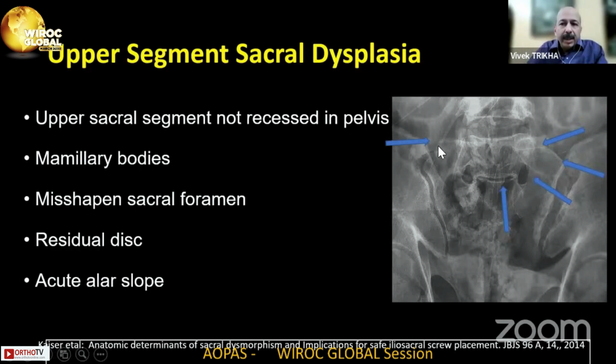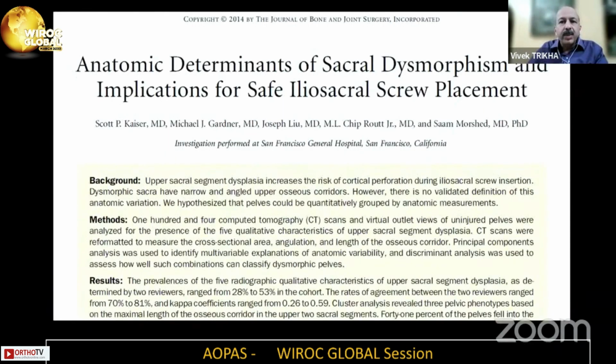And if we look carefully at the SI joint and the sacral ala, we can see that the angle of the sacral alae is acute; an alar slope is there. So these are the characteristics which we should always look for in a sacral dysmorphism. And this is a paper by Chip Routt and Sam Morshed, where they have said that these are the characteristic features which we can see in the sacral dysmorphism. Is it so common in India?